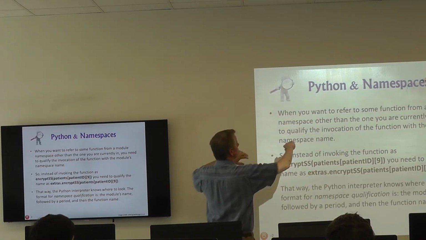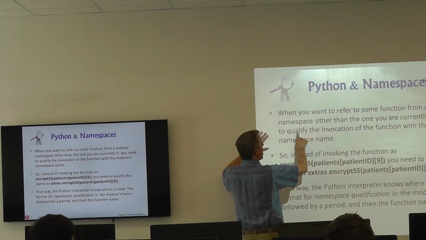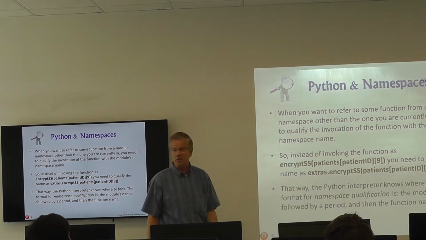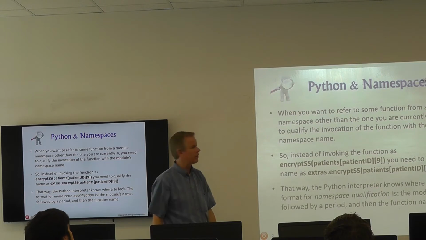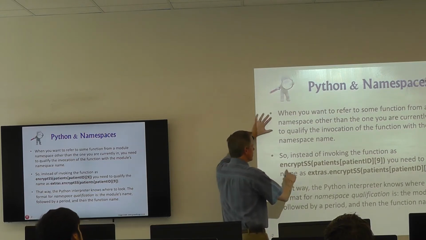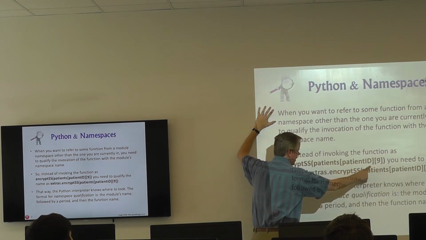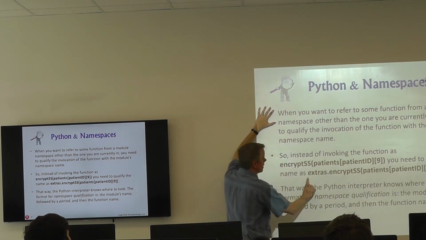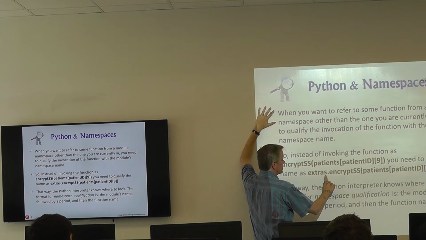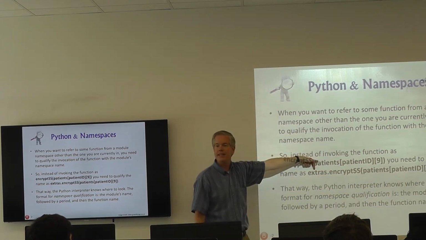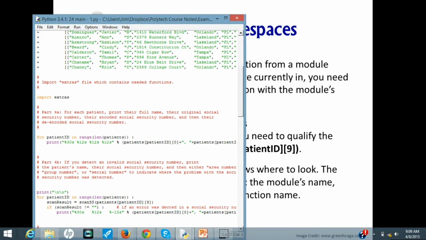So when you want to refer to some functionality, you need to qualify the invocation of the function, which is a big adult way of saying you got to do something extra to reference it. Right now the statement is encrypt, patient identity, all that sort of stuff. We've got to change that to extras.encrypt. So we have to specify the namespace, and then we have to specify the function.